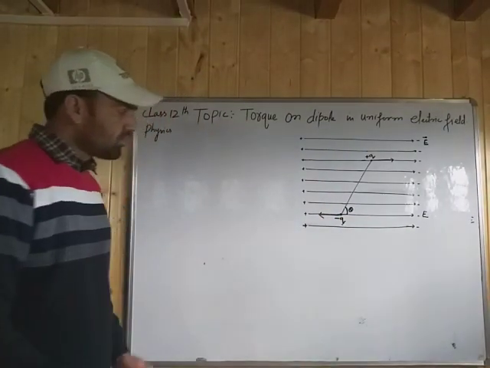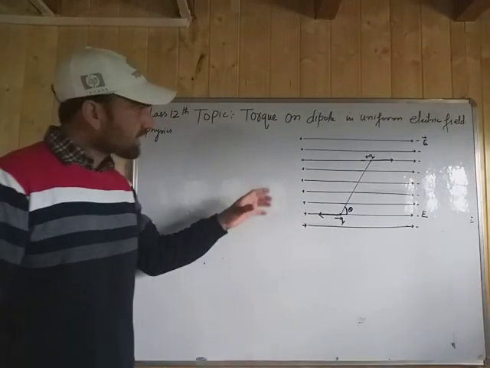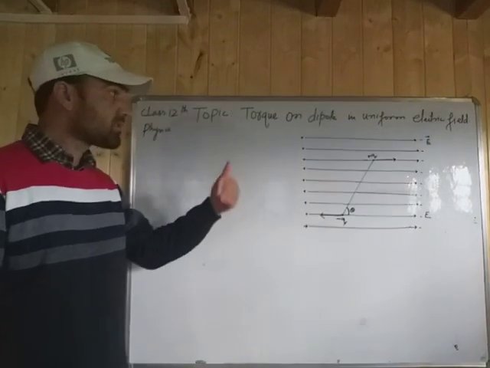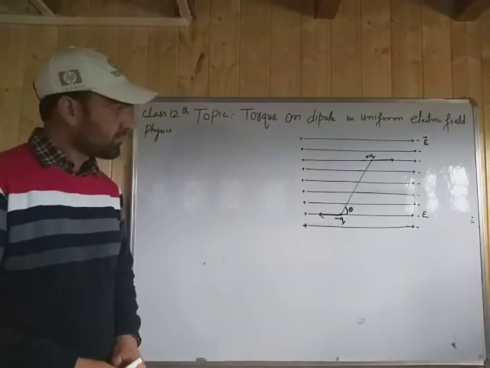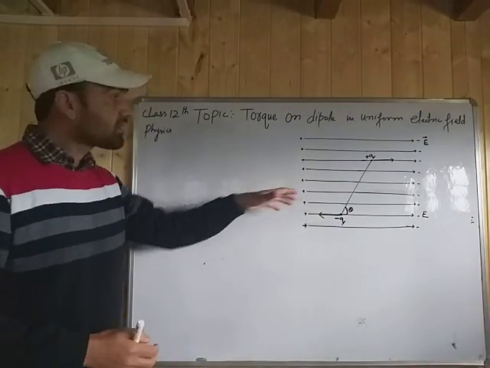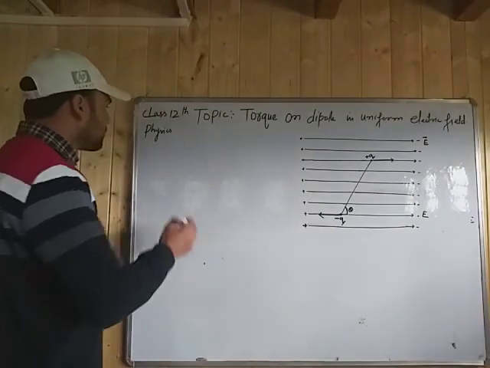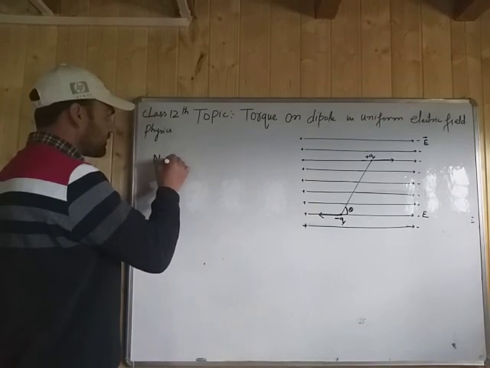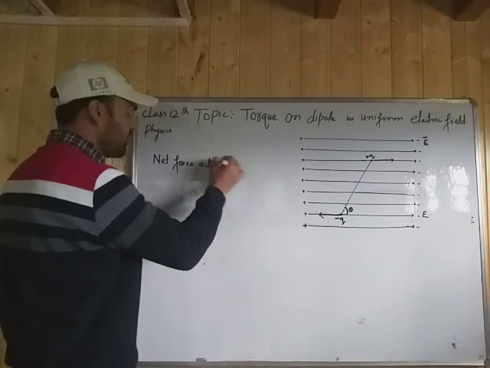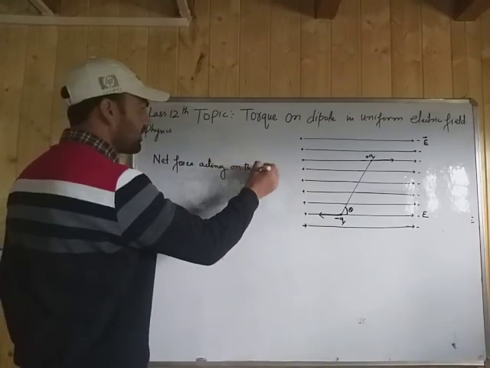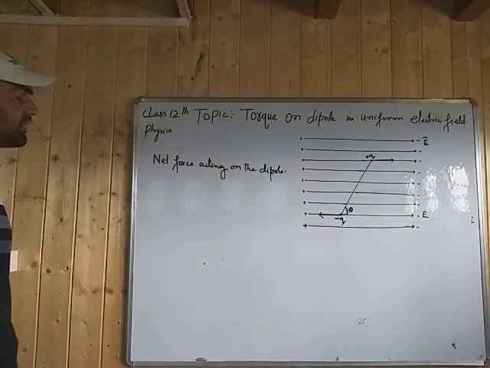So we have to calculate two things here. Number one, the net force acting on the dipole. When the dipole is placed in the uniform electric field, what is the total force acting on the dipole? Number two, we have to calculate the torque acting on the dipole. First of all, we will calculate the net force acting on the dipole.